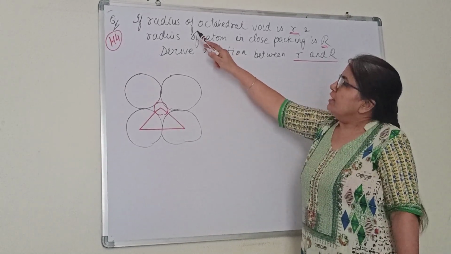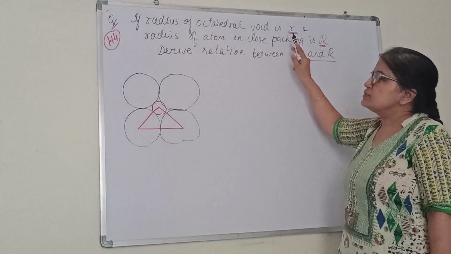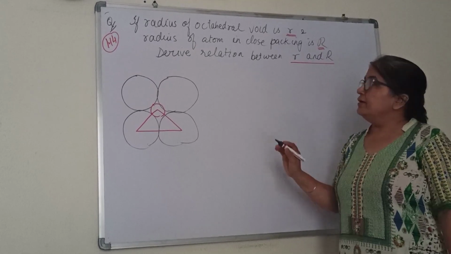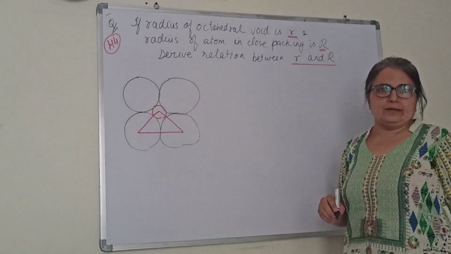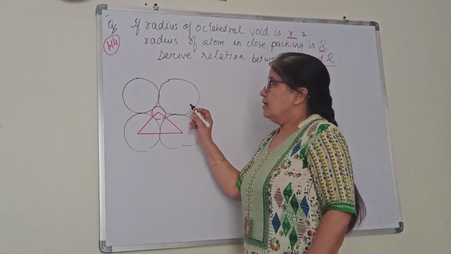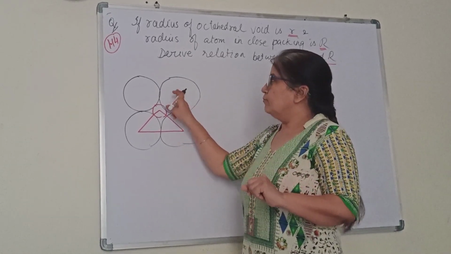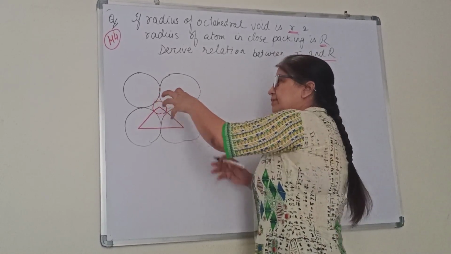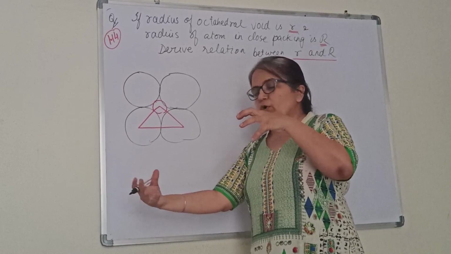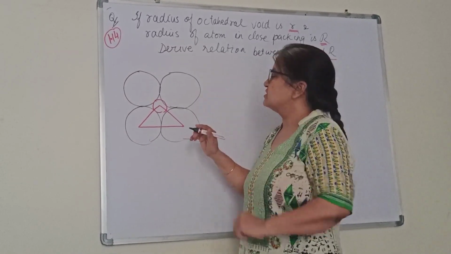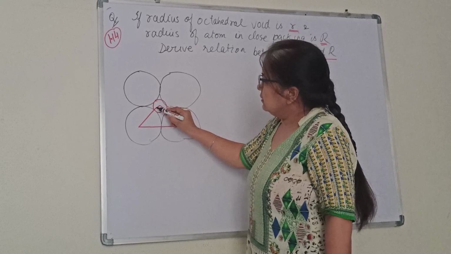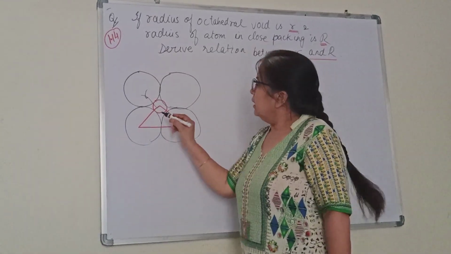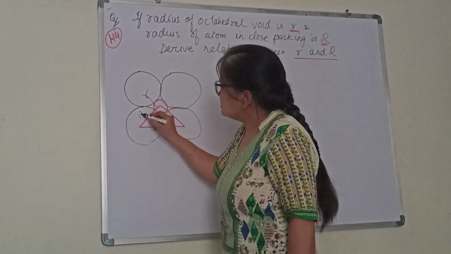It says, if the radius of octahedral void is small r and the radius of atom is capital R, derive the relation between small r and capital R. So what we will do is, we will see what is an octahedral void. 4 spheres kept like this. There is a void in the center, one atom above it, one atom below it. That top and bottom I am not showing to explain this question. This is a void whose radius is small r. The radius of the atom is capital R.